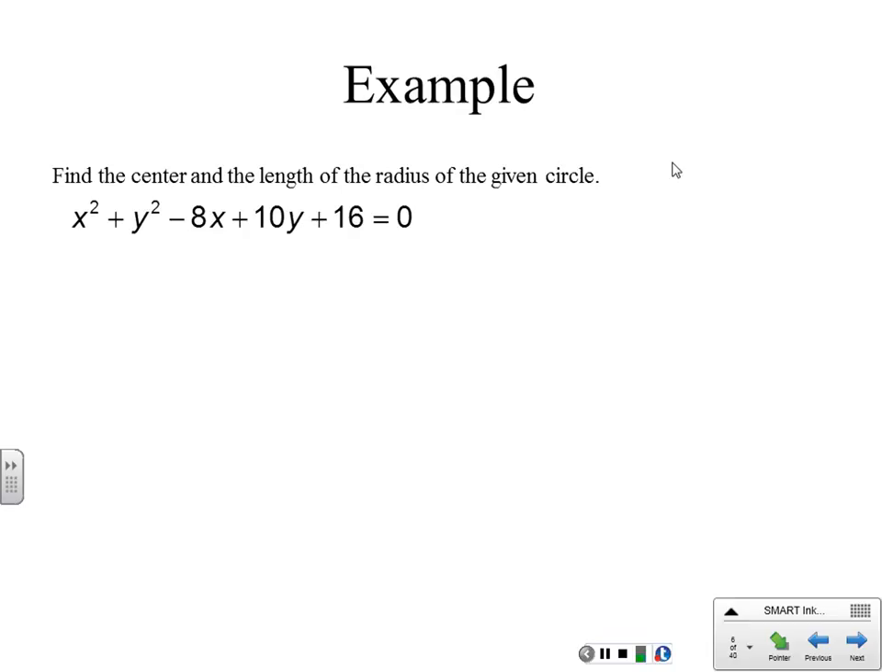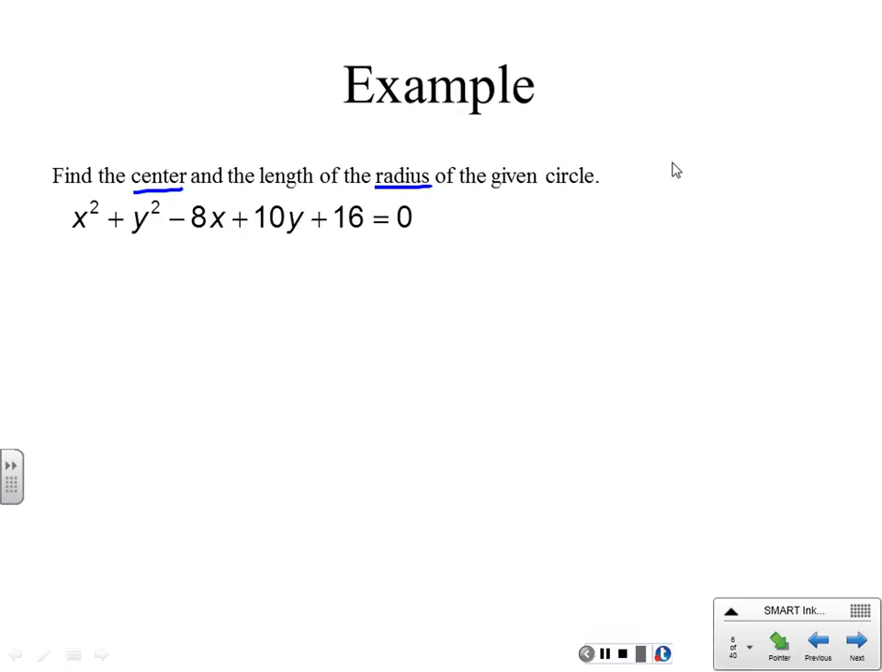All right. So, listen. Anytime I give you an equation in general form and I ask you to find the center and the radius, you've got to get general form into standard form.